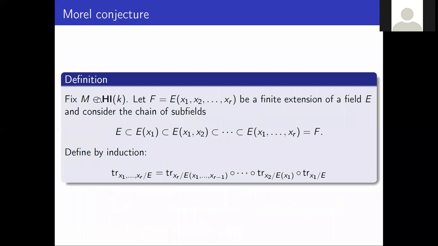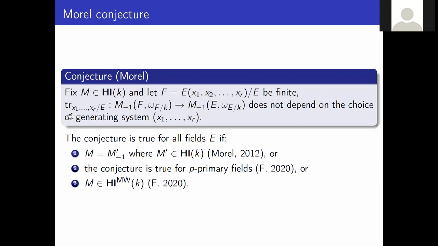So once you know how to define transfers for monogenic extensions, then you can naturally extend the definition to any finite extension. If you choose a generating system x1, x2, ..., xr over E, then you have a tower of subfields of monogenic extensions, and you just take the composite of all transfers. This is how you define the transfer map for any finite extension. Like I said, this is what Bass and Tate did for Milnor K-theory in the 70s.